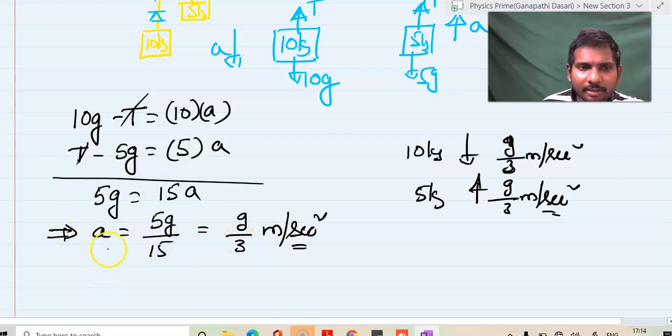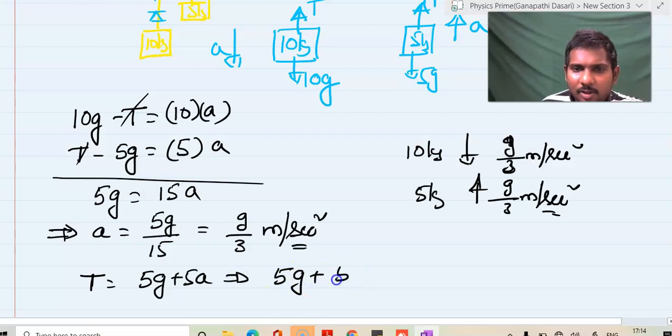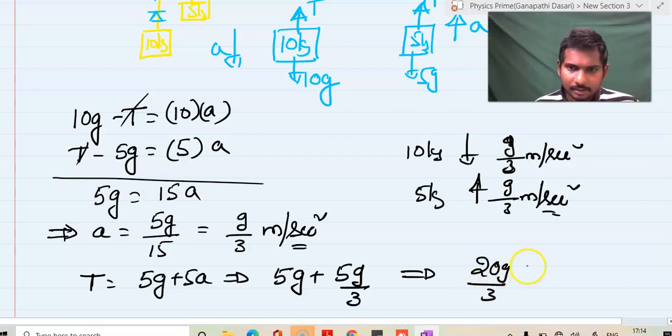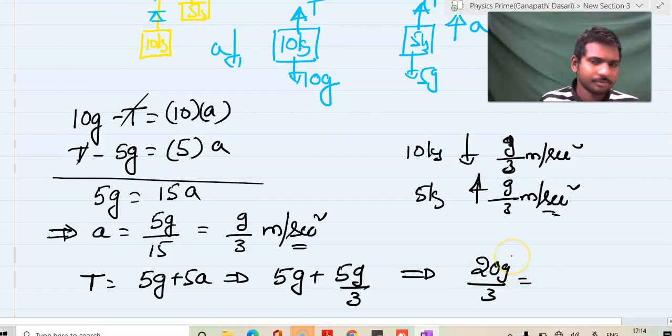Then how to find out the tension? Substitute this g by 3 in one of the equations. I am substituting in the second equation. You can solve in any manner. T is equal to 5g plus 5a, that implies 5g plus 5a is how much? 5g plus 5g by 3, that is 15 plus 5, 20g by 3. 20g by 3 is the tension here in this block.